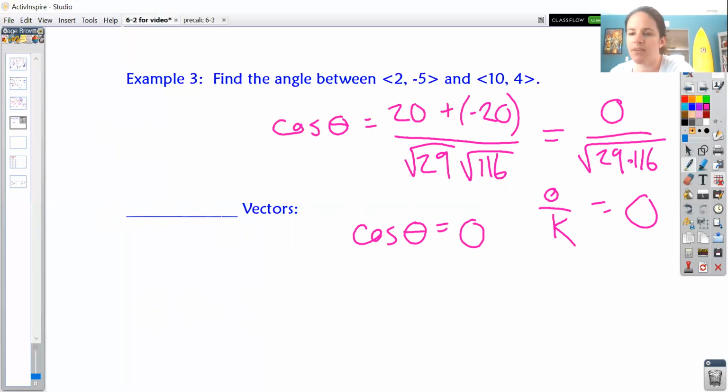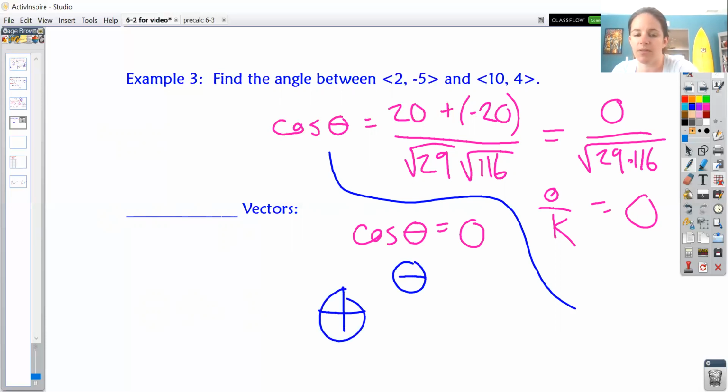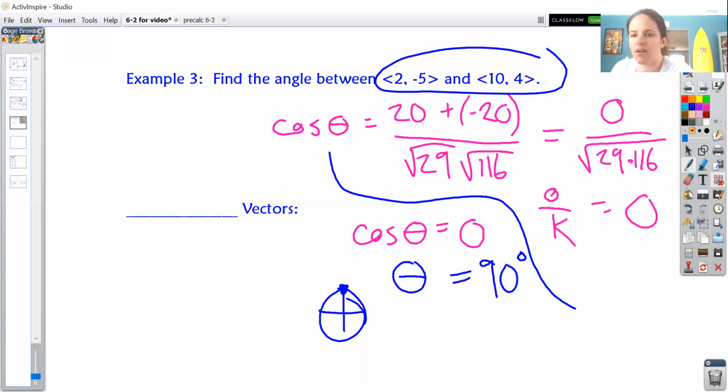And you can type that in your calculator if you like, but hopefully you don't need to type that in your calculator because you know from the unit circle that if we look at the unit circle and say where does cosine theta equal 0, that would be right there at the top where theta is 90 degrees, which means that these two vectors are perpendicular.